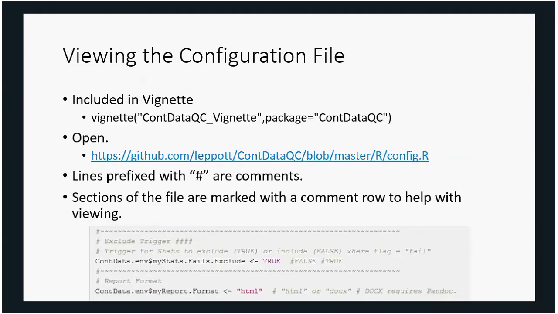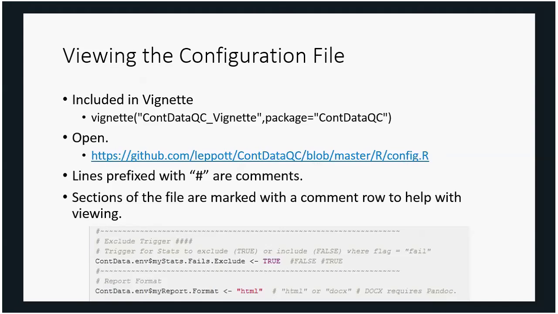Viewing the configuration file: it's included in the vignette. There's a command to launch the vignette. You can also go directly to this web link for the online version, and it'll pull up the configuration file. You can also open it up directly; I'll show some code later to open it right up inside R. As you look through the file, any line that is prefixed with the # is a comment.